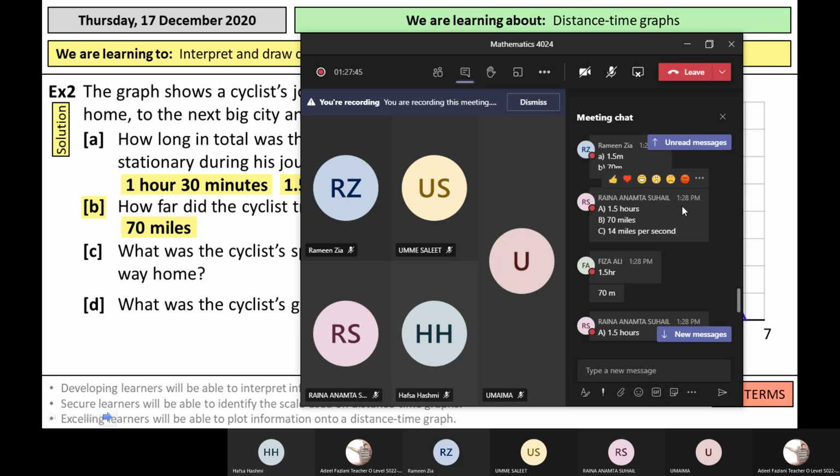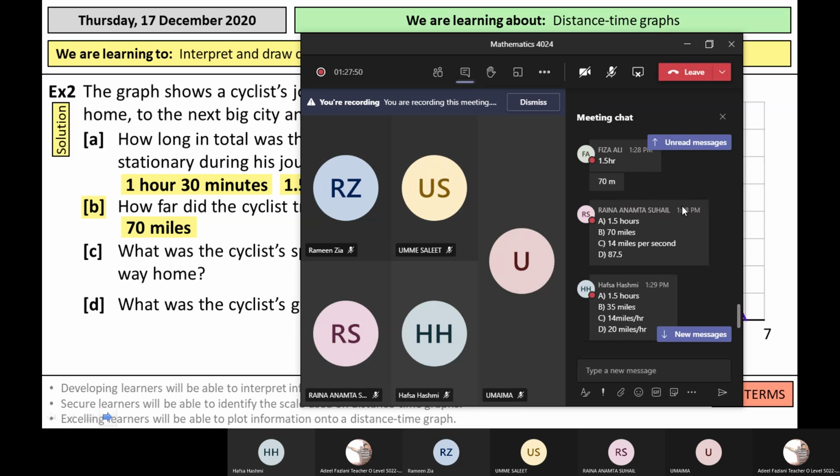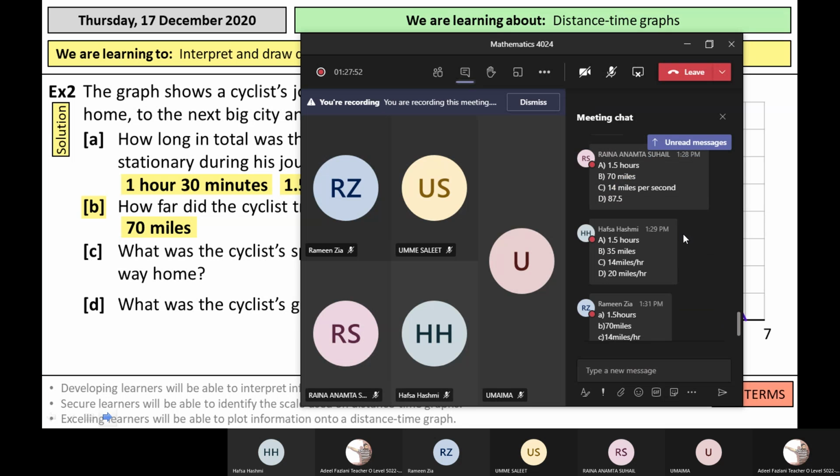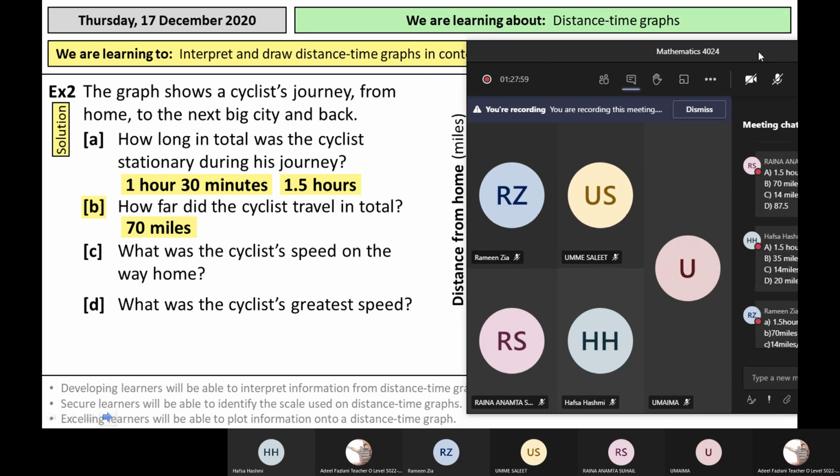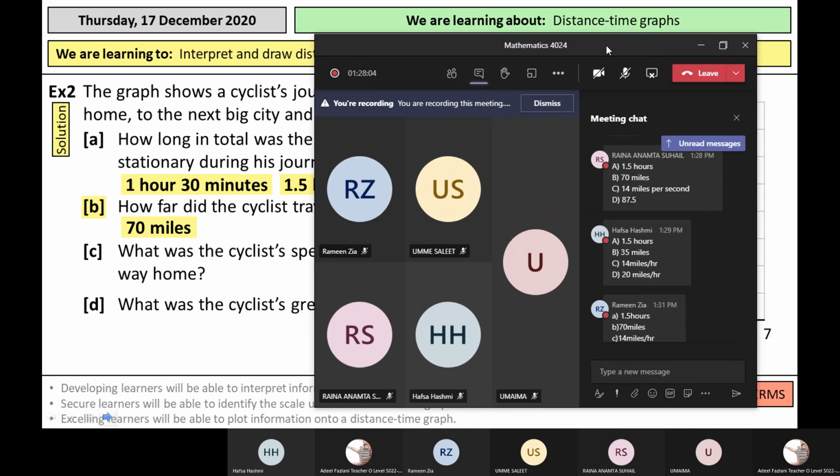Raina, you are correct. Fiza is correct. Hafsa Hashmi is saying 35 miles. Oh my god, 35 miles. No, it's how far did the cyclist travel in total? That is in total, right? So you need to focus on the keyword I told you earlier when reading and comprehending the question. These are the expected common errors that students make when they read the graph.